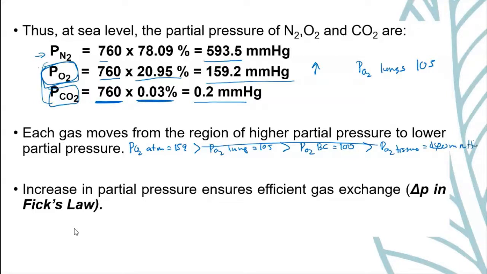Okay, tu kalau untuk oksigen. Awak cari pula, awak punya homework, buat benda yang sama untuk carbon dioxide. Okay, so carbon dioxide berapa pula? So this is your homework. Alright. So the increase in partial pressure difference ensures efficient gas exchange, which is the delta P here in Fick's law. So the difference in the partial pressure has to be significant in order to make sure that the rate of diffusion of these gases increases. Okay.